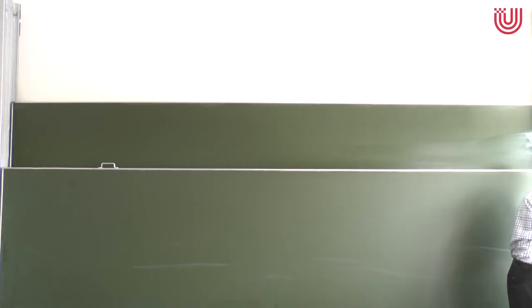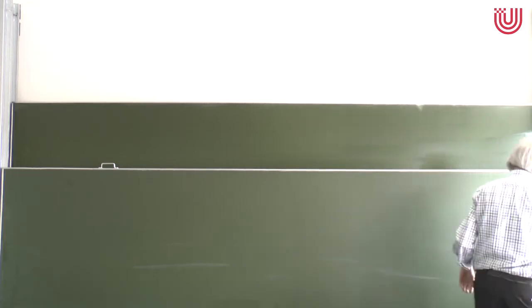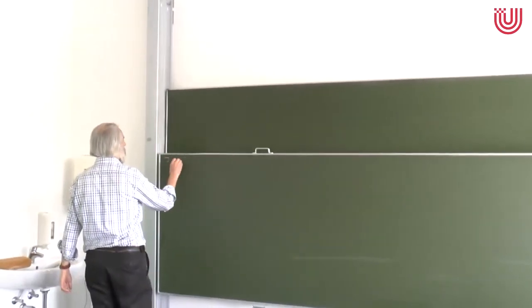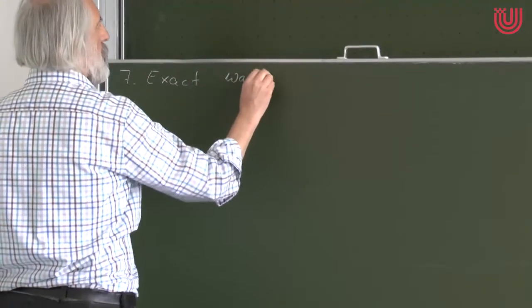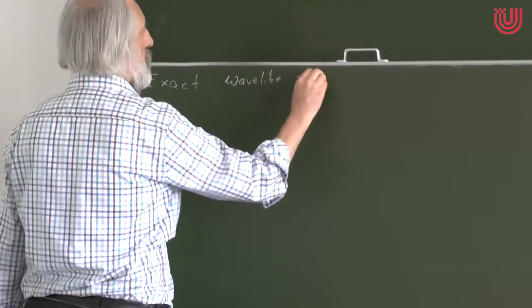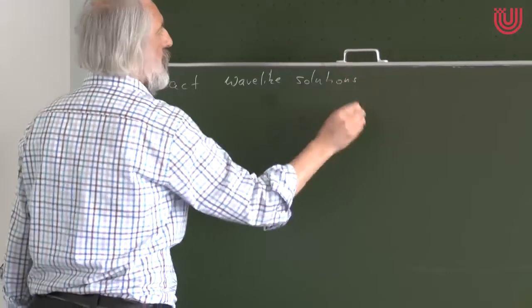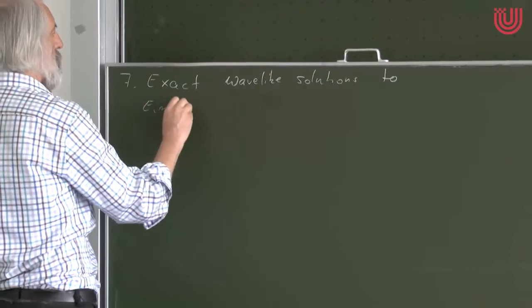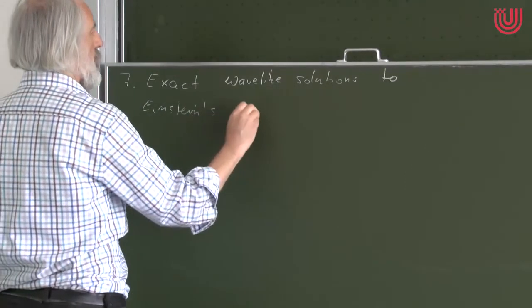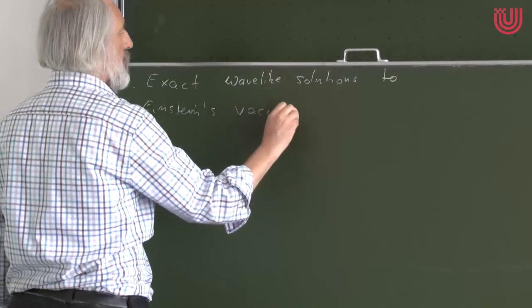Okay, what is this? Chapter 7? I think 7. Exact wave-like solutions to Einstein's vacuum field equation.